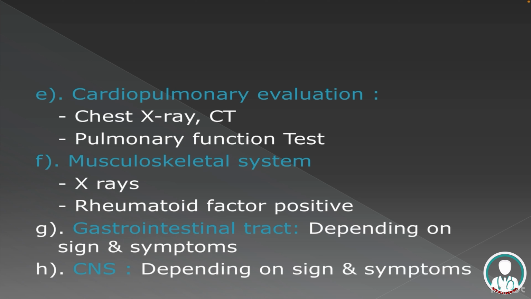Cardiopulmonary evaluation needs chest X-ray, CT scan, and pulmonary function test. Musculoskeletal system investigations like X-rays are suggested. Rheumatoid factor is positive. And investigation of the gastrointestinal tract and CNS are usually required if the signs and symptoms are demanding.